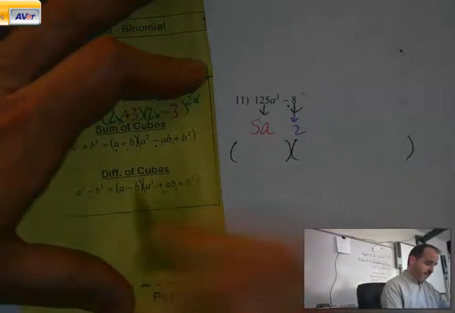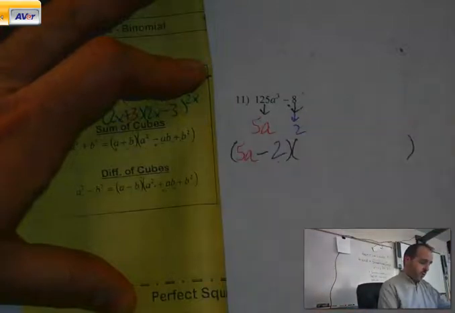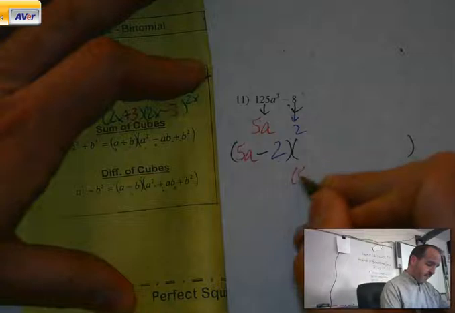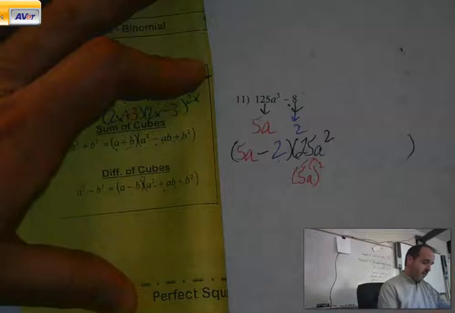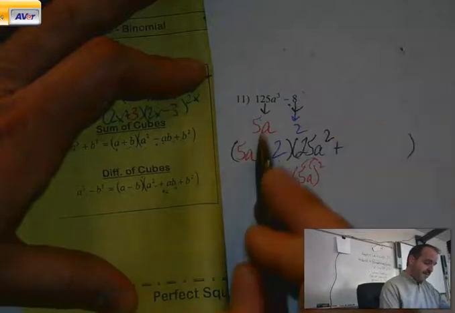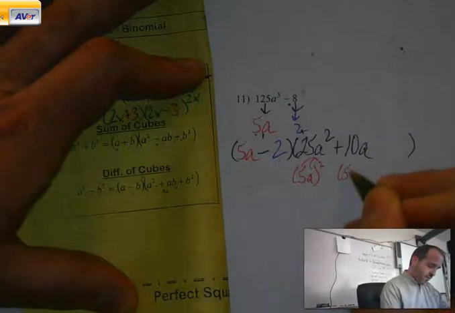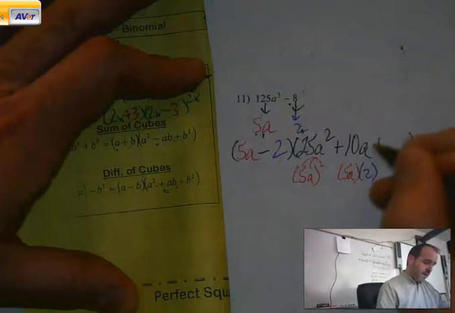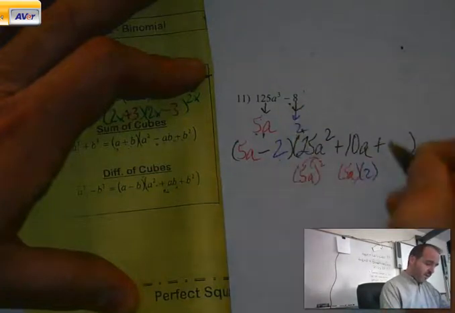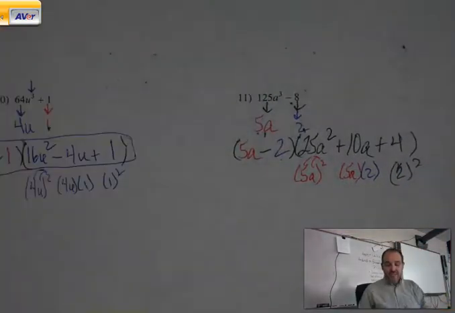So, a minus b, so 5a minus 2, a squared, 5a squared. Square both of them, don't just square the a. Plus a times b. 5a times 2 is 10a. So again, let me write down below what I'm doing so you can see what I'm up to. Plus b squared. Plus 2 squared is 4. Okay? That should get you an excellent start on where we're going here.